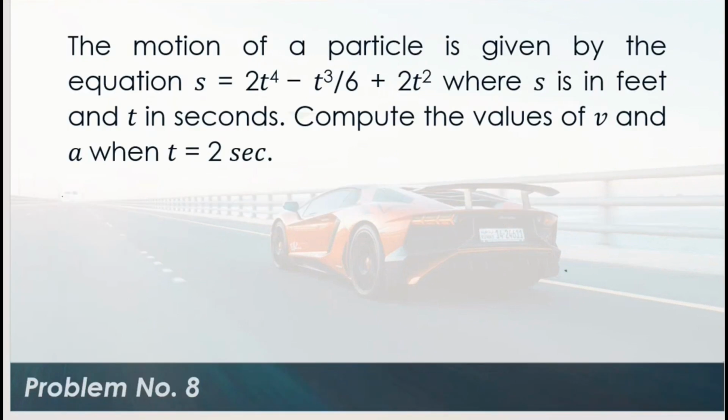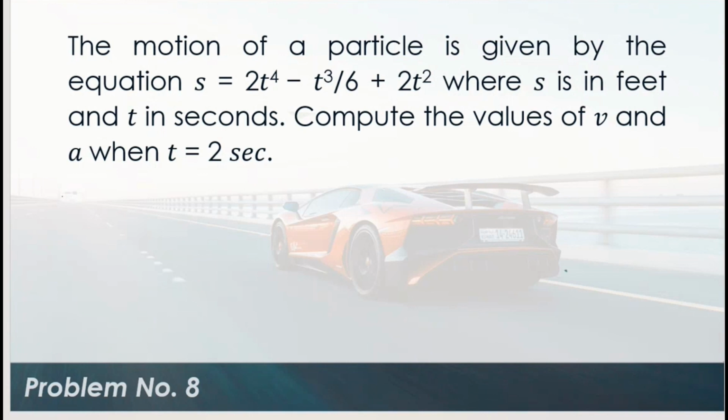Okay, so for us to understand these cases from case 1 to 5, let's solve some sample problems. So problem number 8. We're done with problems 1 to 7, and 7 is your seat work. Problem number 8: the motion of a particle is given by the equation s equals 2t to the 4th minus t cubed over 6 plus 2t squared, where s is in feet and t is in seconds. Compute the value of v and a when t is equal to 2 seconds.